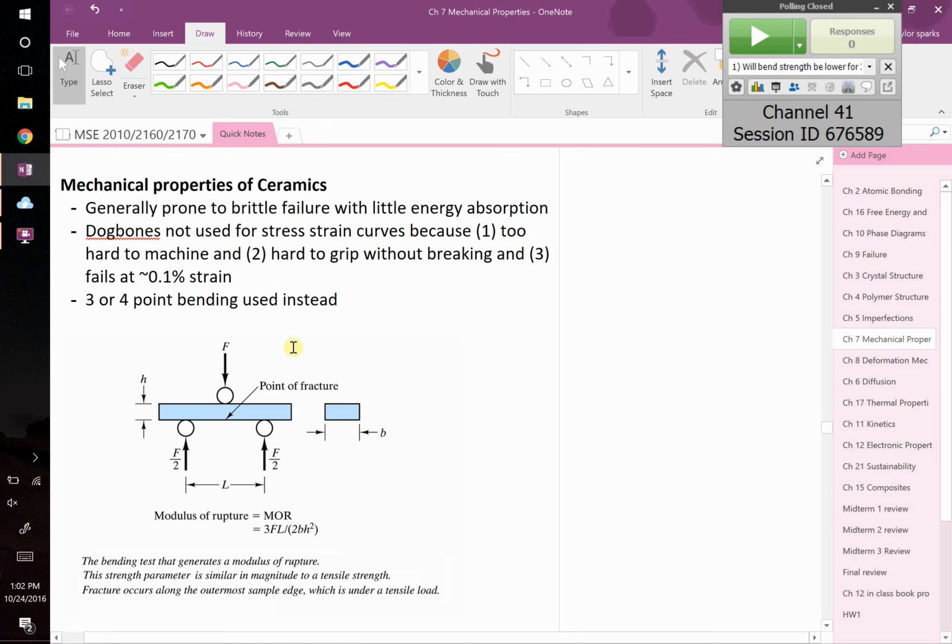It is not the same as a tensile stress. It is what's called the modulus of rupture. Here's the formula for it. If you have a three-point bend configuration, you need to know how far apart the supports are, what your force is, and the thickness and the height of your sample, and you calculate this MOR, the modulus of rupture. Not the same thing as tensile strength, but it's a pretty great thing to know because it's a decent stand-in.